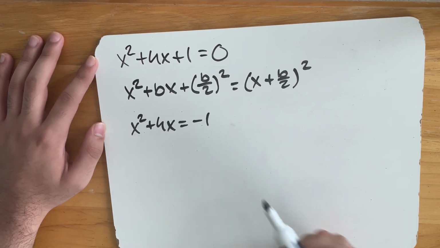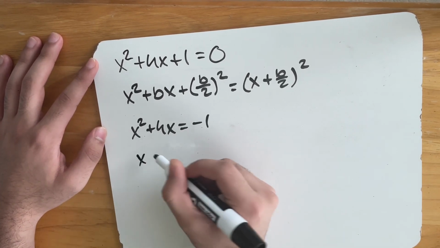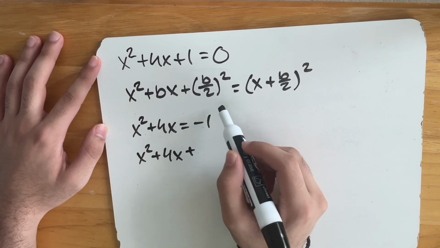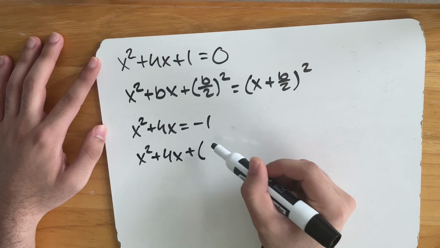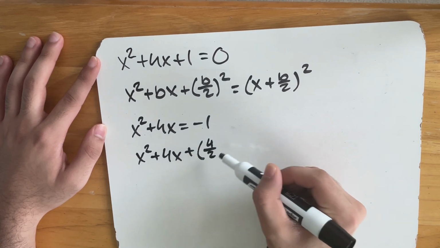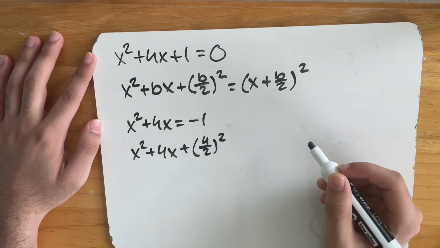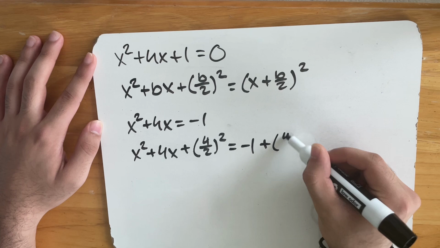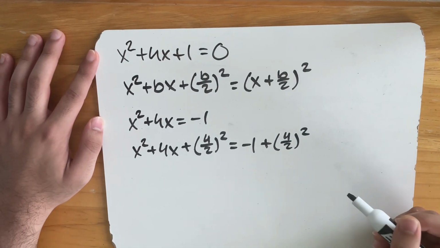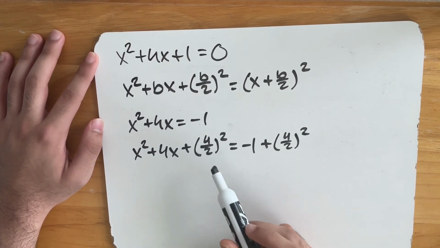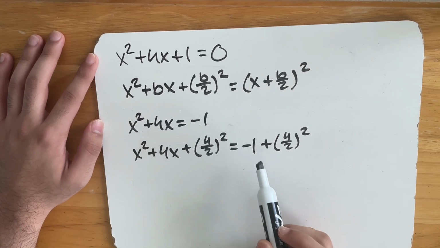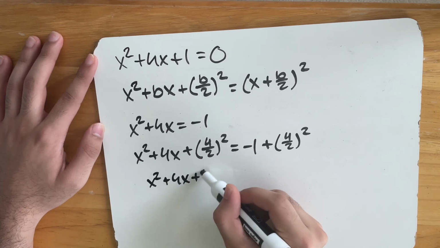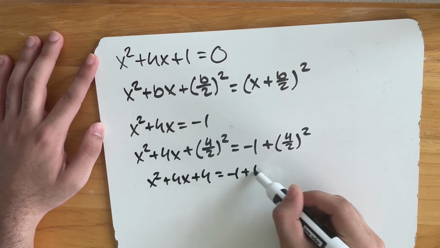To get our special constant, we'll add on our middle term divided by 2, all that squared. So for our quadratic, we're going to add (4 over 2) squared. And what we do to one side, we do to the other side, so we add the same thing to the other side. Now it's just simple arithmetic, really, because 4 over 2 is just 2. 2 squared is 4. So we're really doing x squared plus 4x plus 4 equal to negative 1 plus 4.